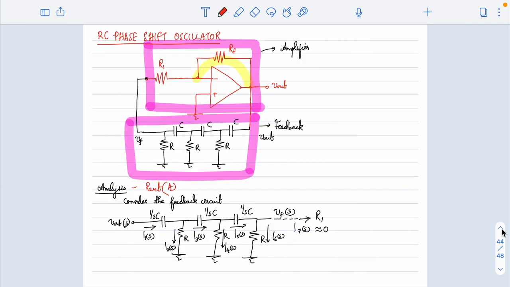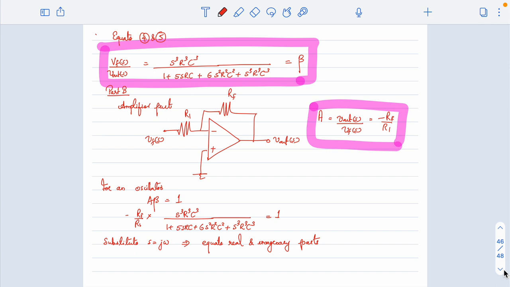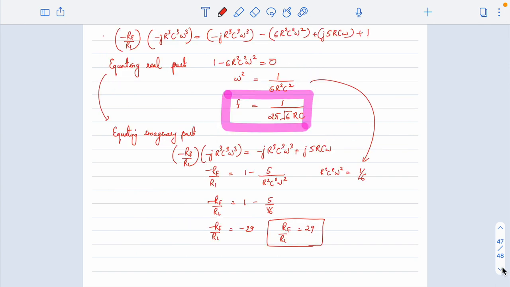You can go through the analysis and see whether you are able to get the same expression I have derived. At the end of the derivation, the takeaway point is the frequency of oscillation and the gain I need to maintain in order to have sustained oscillations in an RC phase shift oscillator using op-amp. Alright, if you have any questions, please ask.